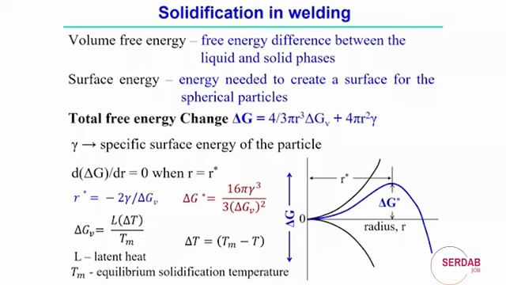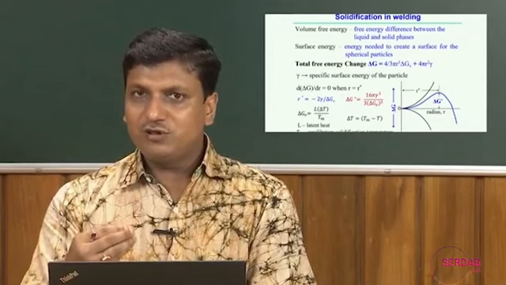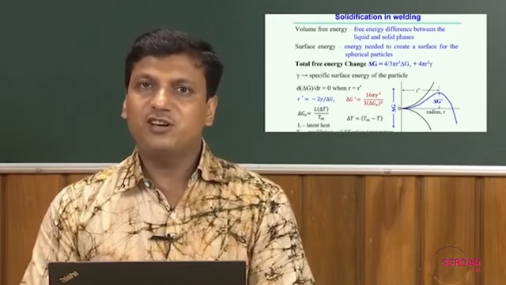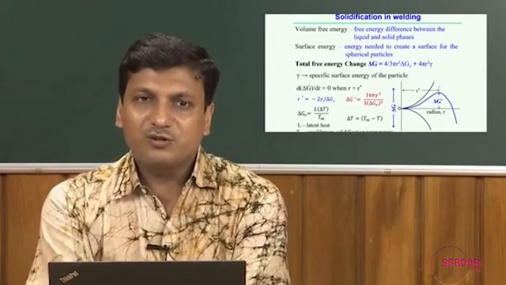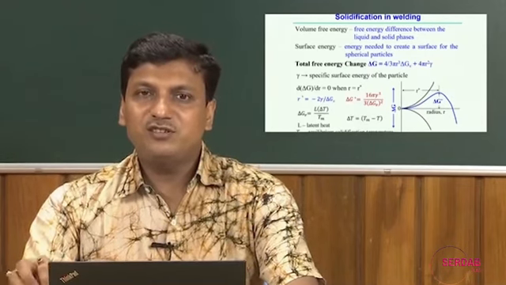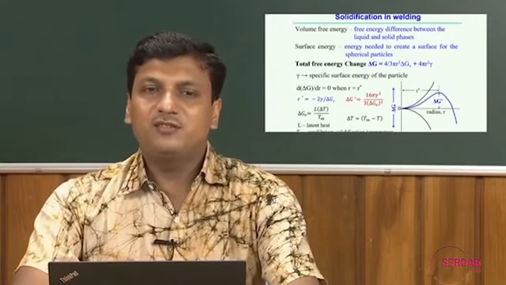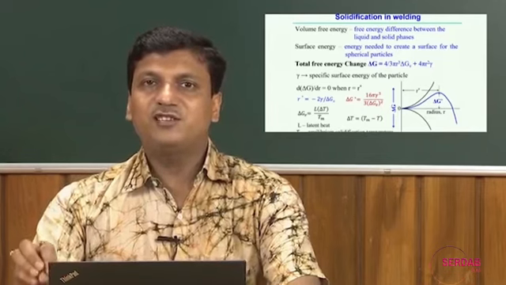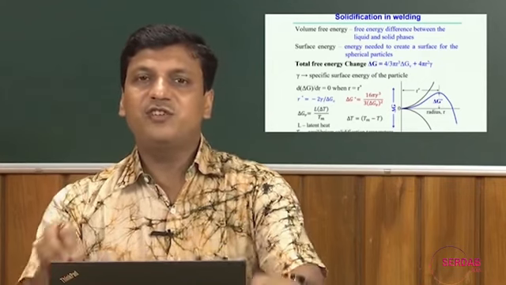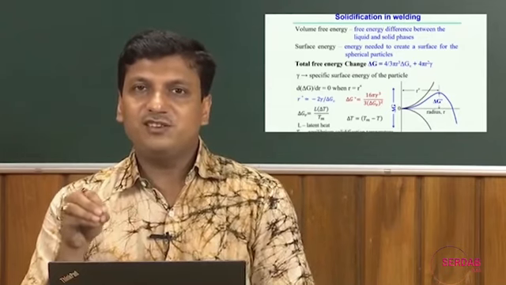Now, if we define the volume free energy, that is the free energy difference between the liquid and solid phases, because during the solidification process there is a change from the liquid to the solid phase. During this change of phase, some amount of volumetric energy is required to change from liquid to solid. That can be defined as the volume free energy. But there is another one, the surface energy, which is the energy needed to create a surface for a spherical particle. If we assume the nucleus to be a sphere, what amount of surface energy is needed to create a surface?